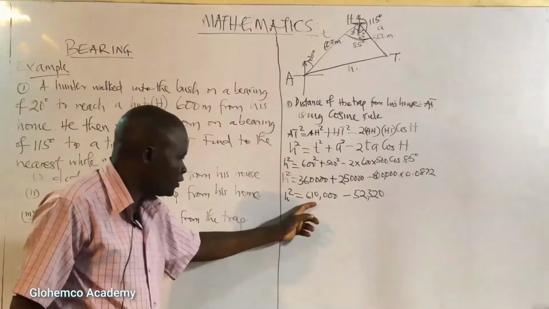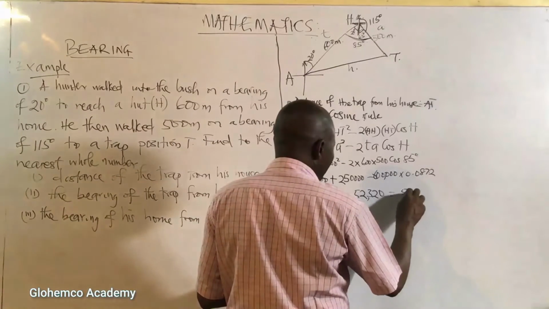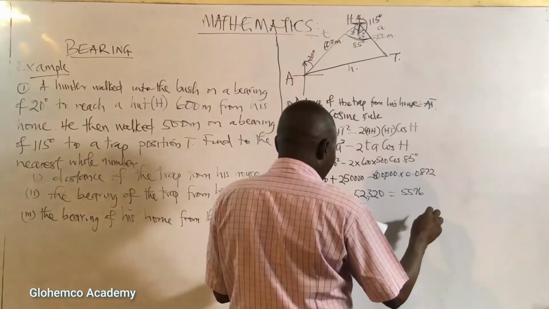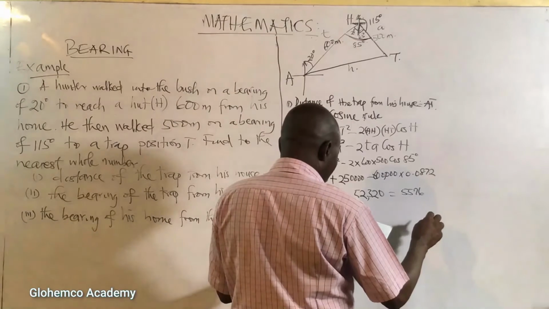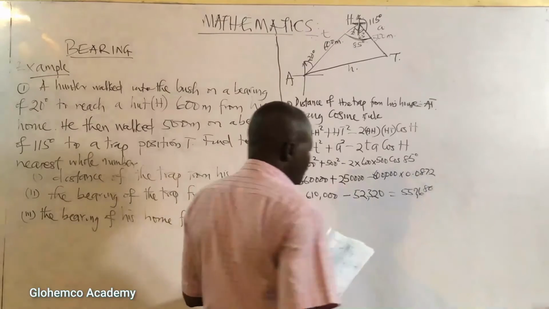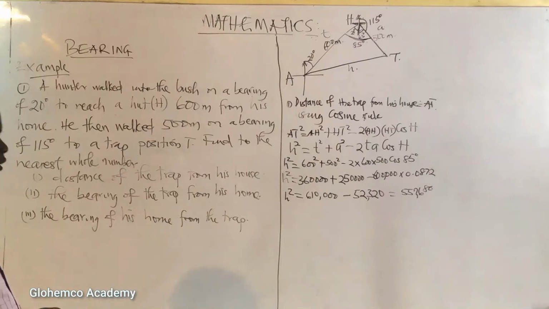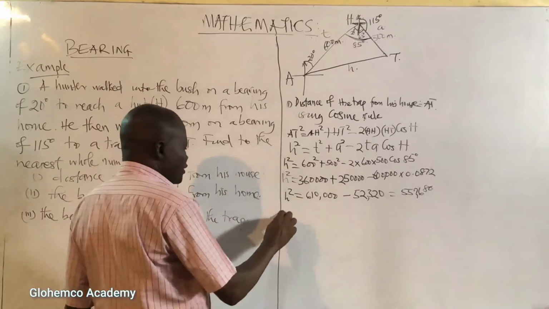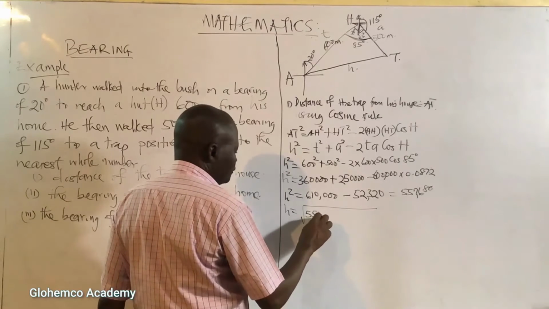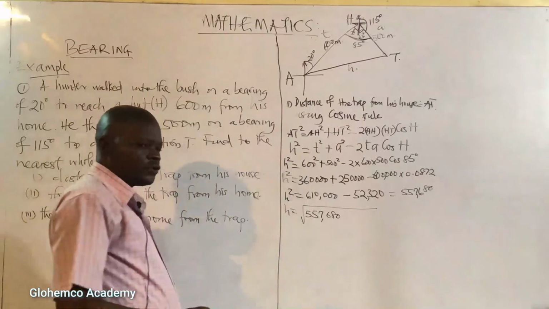When we now subtract this one from this, we are going to arrive at 5576 80. That is 557,680, which now means our h will be the square root of 557,680.